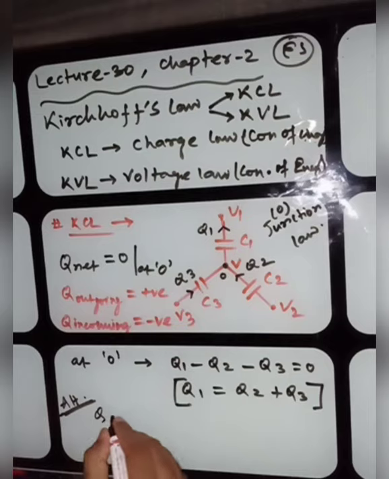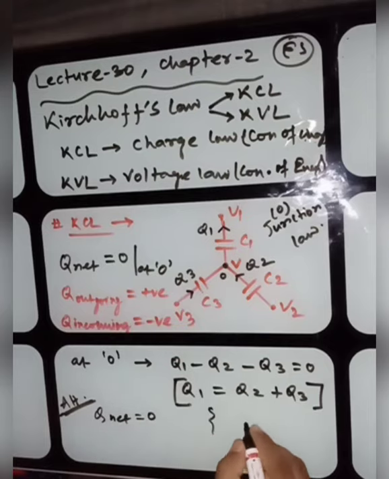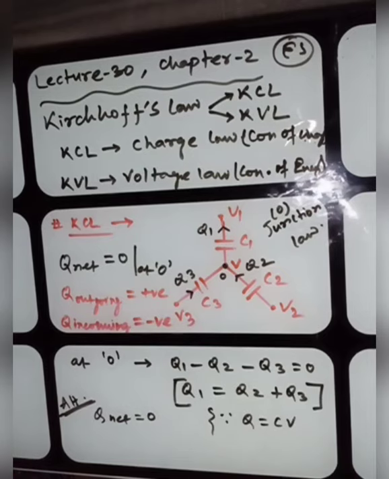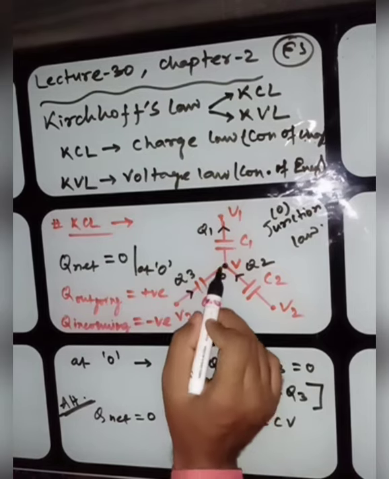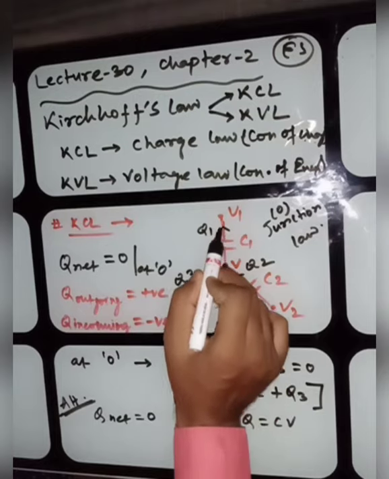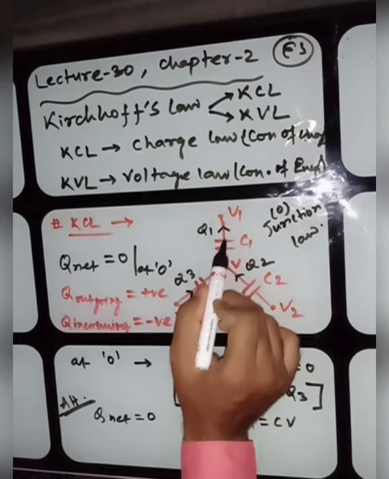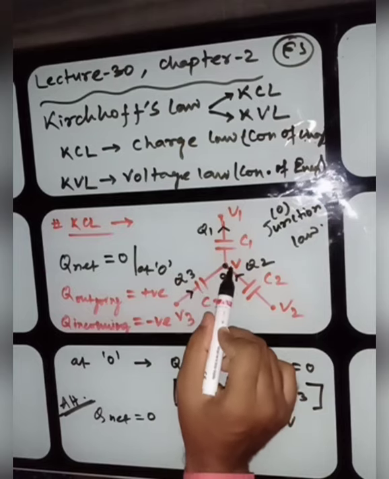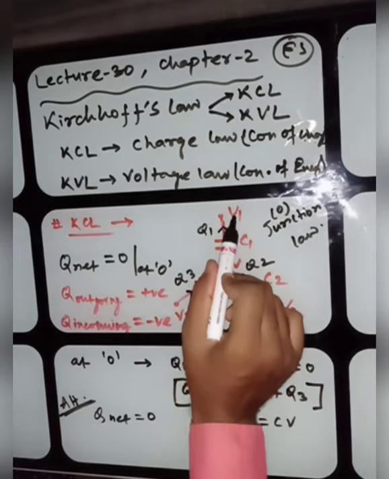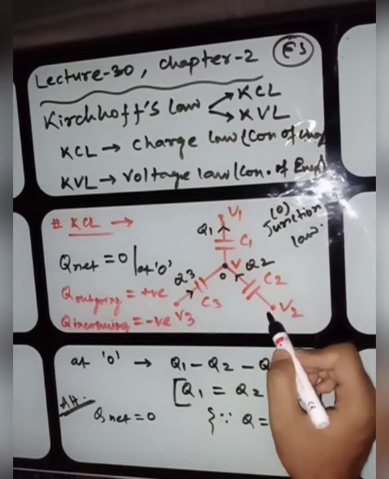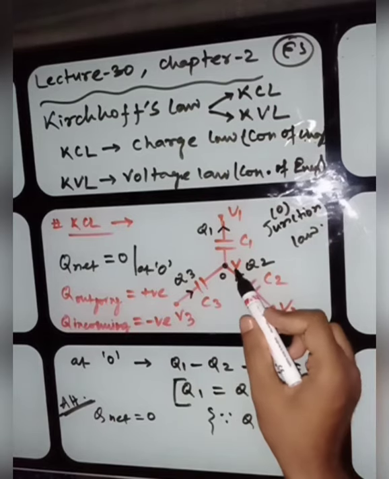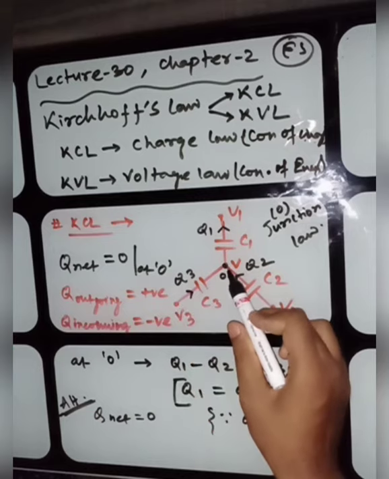As we have to write the Q net 0, and we know that Q is equal to how much? It is C into V. If charge is going from this point in this direction, look here, the arrow is in this direction. Of course this V will be at higher potential and this is low potential. If charge is coming to this point, it means V2 is high and V is low. Here V3 is high, V is low.